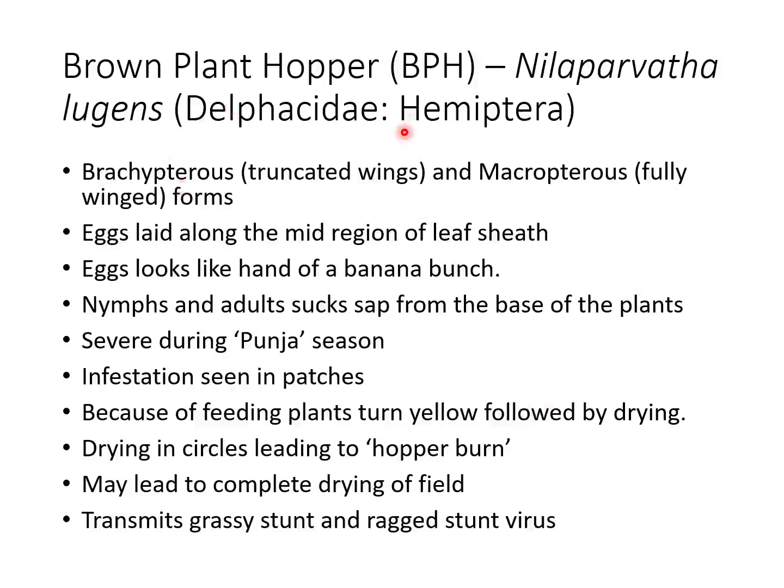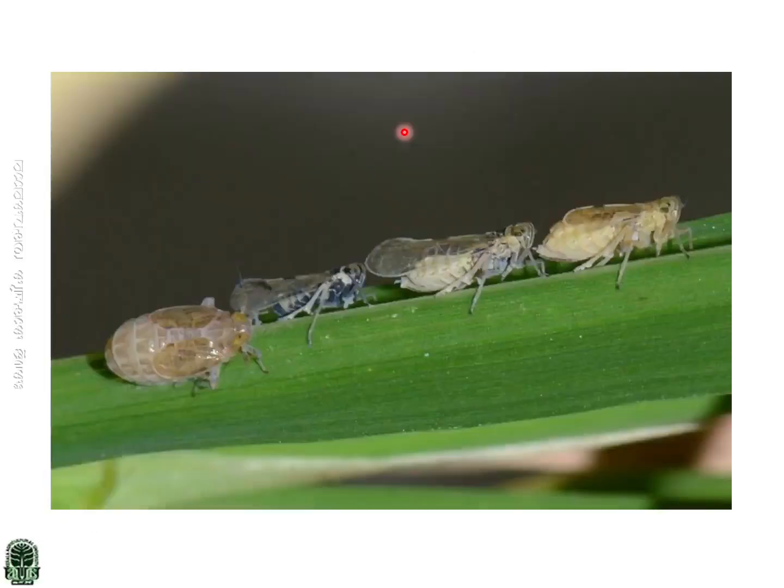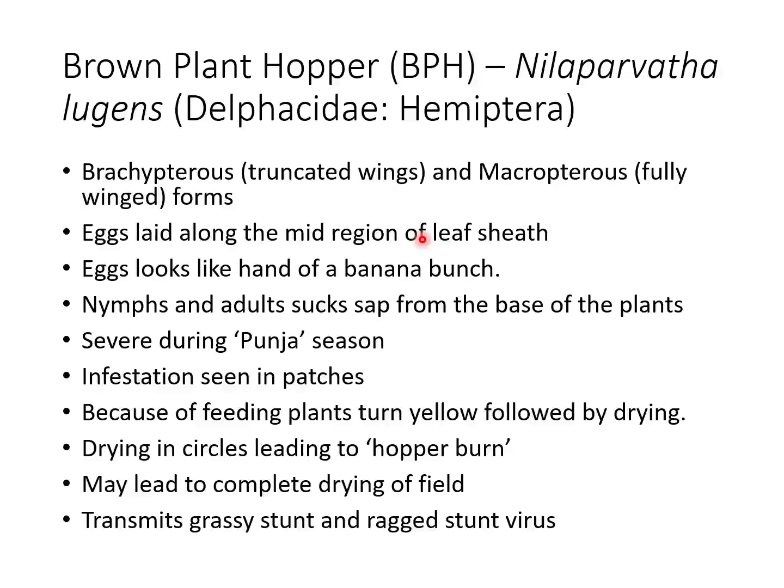There are certain plant hoppers which are in other families, but most of the plant-feeding plant hoppers are in the family Delphacidae. We normally observe two kinds of BPH. One is brachypterous and the other macropterous, that you can see in this picture. See, we have four BPH, one at the front and the other at the back. You can see the wings are not fully developed, only partially developed. These are the brachypterous forms, and those two BPH in the middle, you can see the wings fully developed. These are the macropterous forms or fully winged forms.